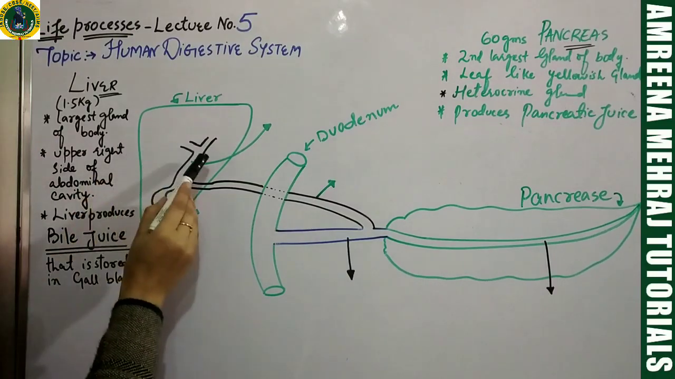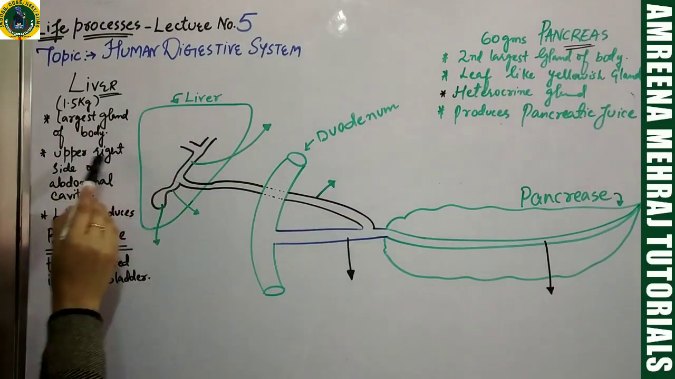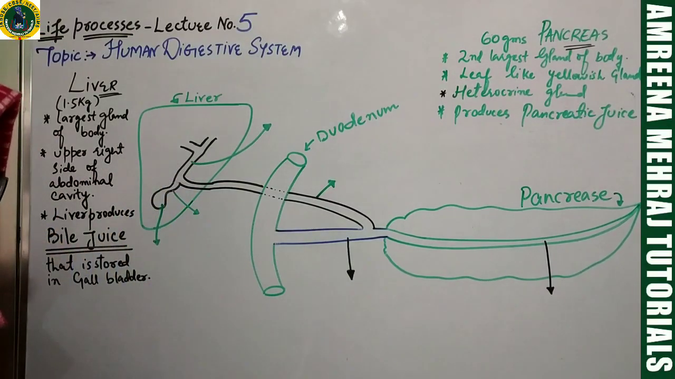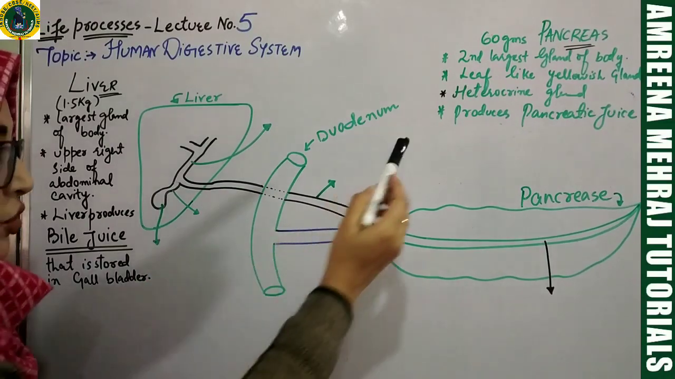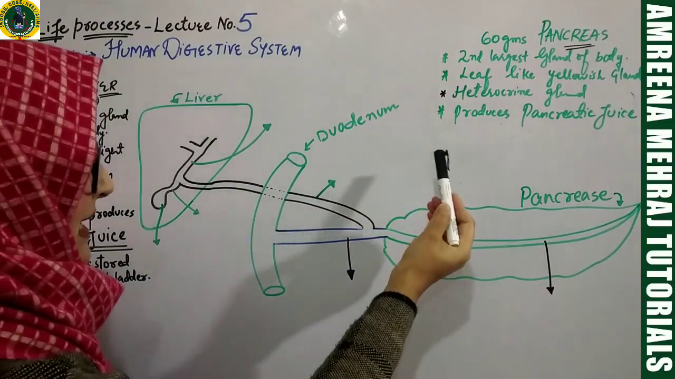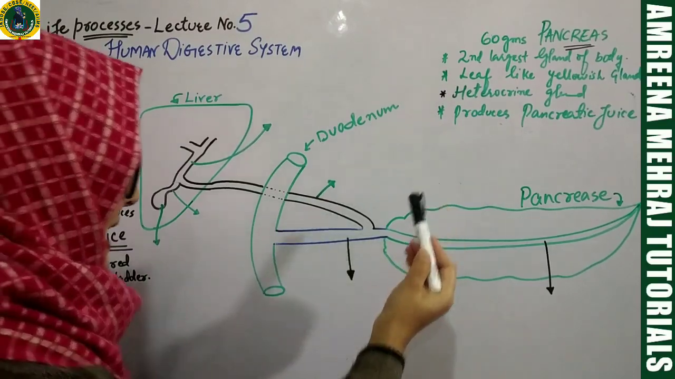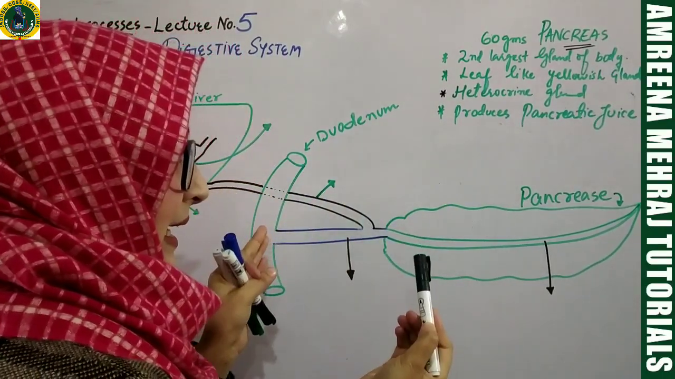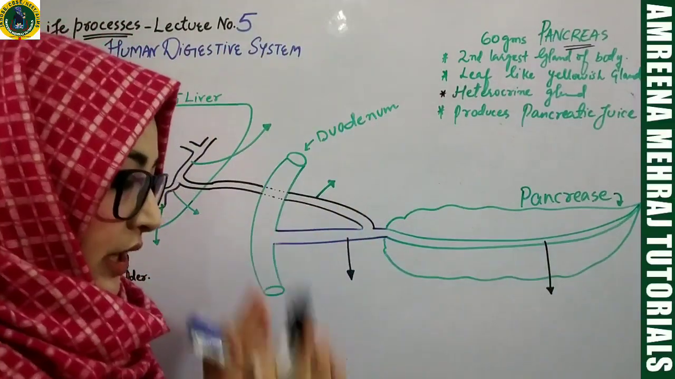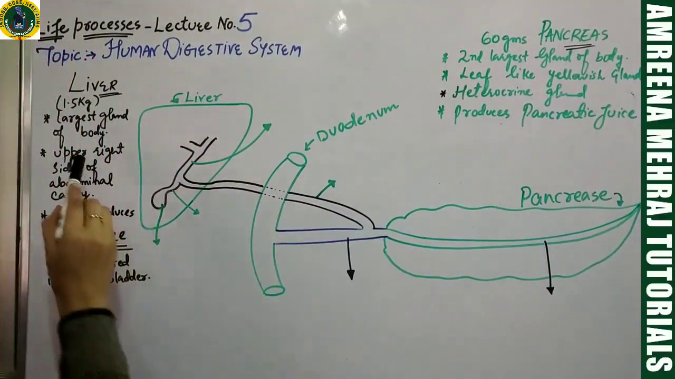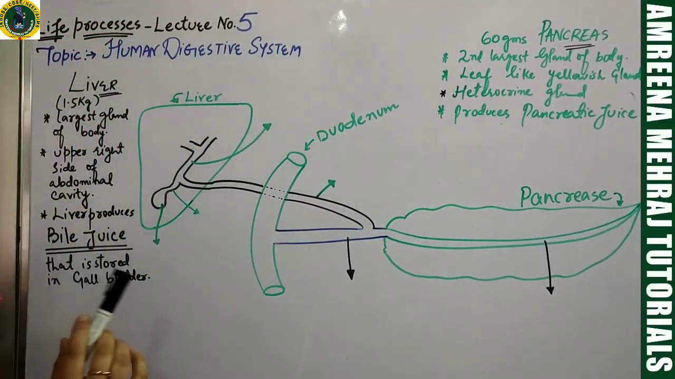Okay. This is situated on the upper right side of your abdominal cavity. If you remember the diagram, I've placed liver towards my left side, which basically is the right side of the organism's body. So the position of liver is the upper right side of the abdominal cavity.